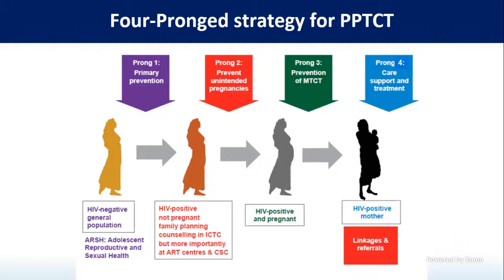adverse consequences because this pregnancy was unplanned. The third prong is prevention of mother-to-child transmission. Herein, the services that we provide to all women who are diagnosed as HIV infected during their pregnancy, and women who are with us and become pregnant, would be part of the service package. So ensuring early ART initiation, ART adherence, institutional delivery, all the services that we discussed earlier would be part of the prevention of MTCT. Prong four is care, support and treatment, wherein in addition to these services, the appropriate linkages and referrals for her uptake of services would be important.